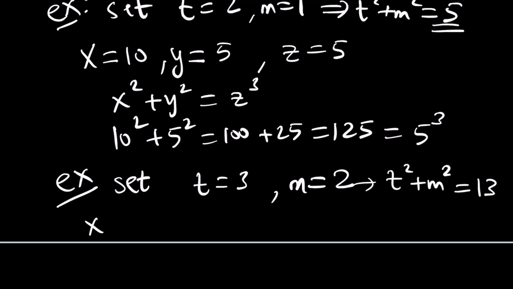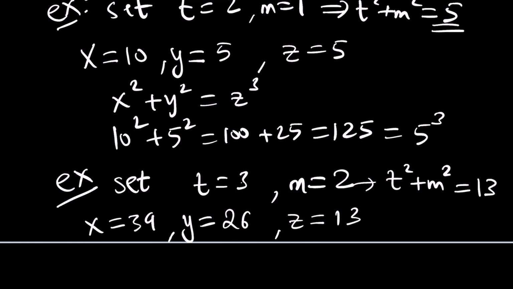And then from here, x is just going to be 3 times 13, which is 39. Y is going to be 2 times 13, which is 26. And z is going to be 13. Have you noticed that x, y, and z all have a common factor, which is 13 in this case, right? So x and y are both divisible by 13.